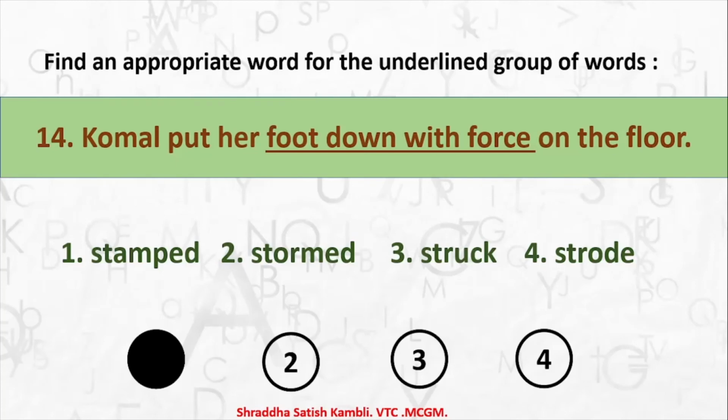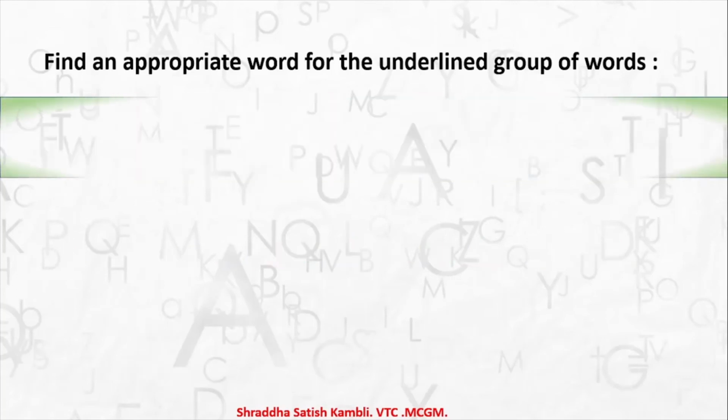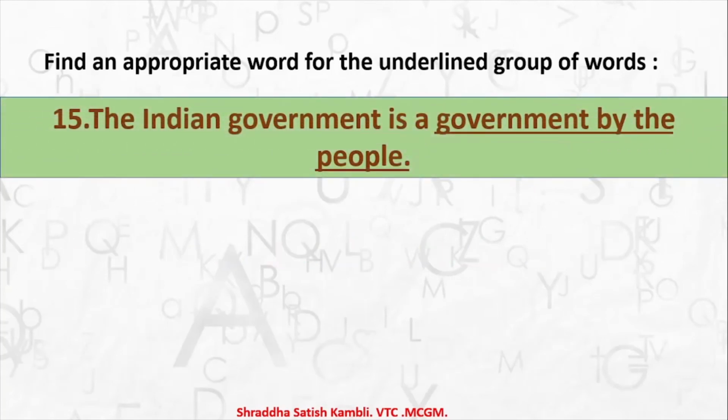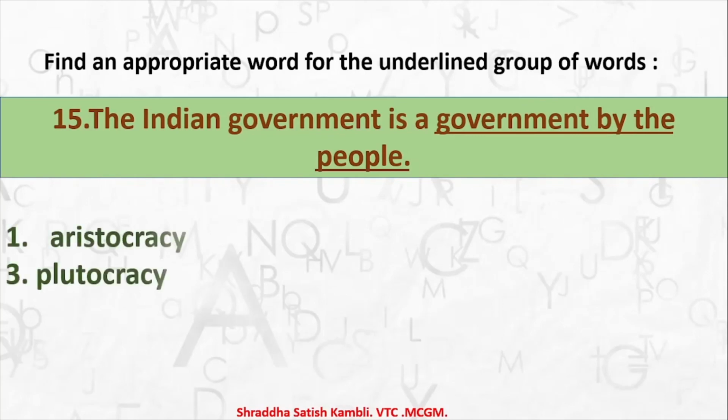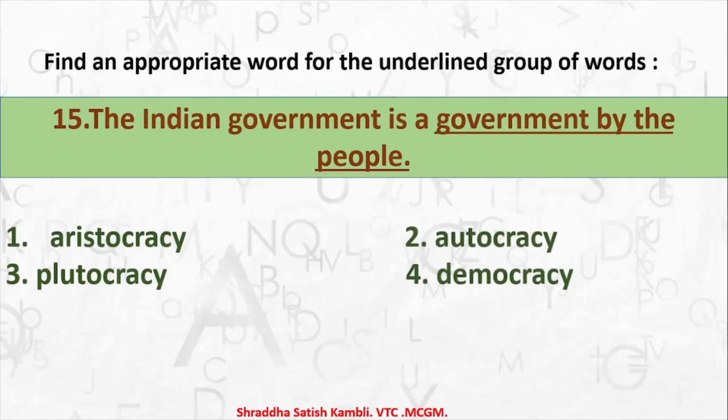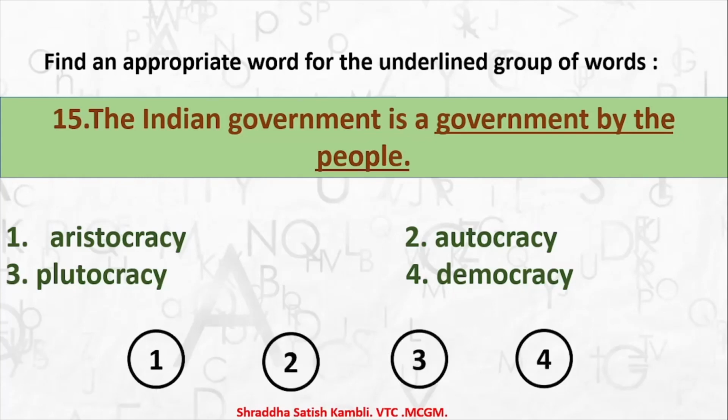Coming to the last example in the last pattern for this particular lesson. So you have example number 15. The Indian government is a government by the people. So what kind of government do we have in India? Is it aristocracy? Is it autocracy? Is it plutocracy? Or is it democracy? I think this is very, very simple because all of us know what kind of a government exists in India. Yes, it is answer number 4, democracy.